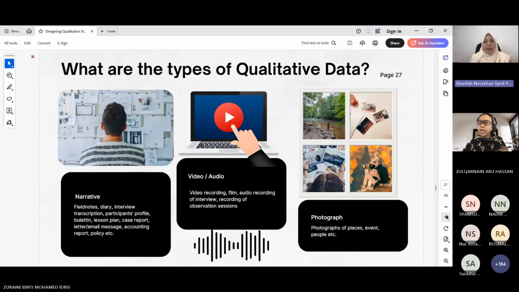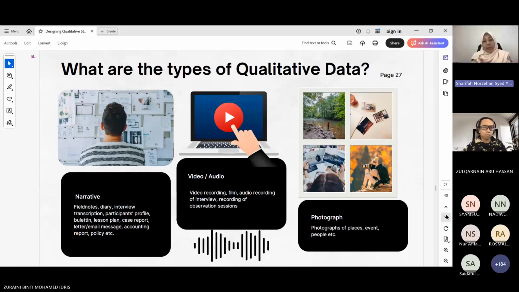So where can your data come from? It can be from your field notes, diary, interview transcription. Make sure when you have an interview, you transcribe it, all right? And that will be put inside your appendices to support what you have done. The examiner wants to know whether you did it on your own or you asked someone else to do it.